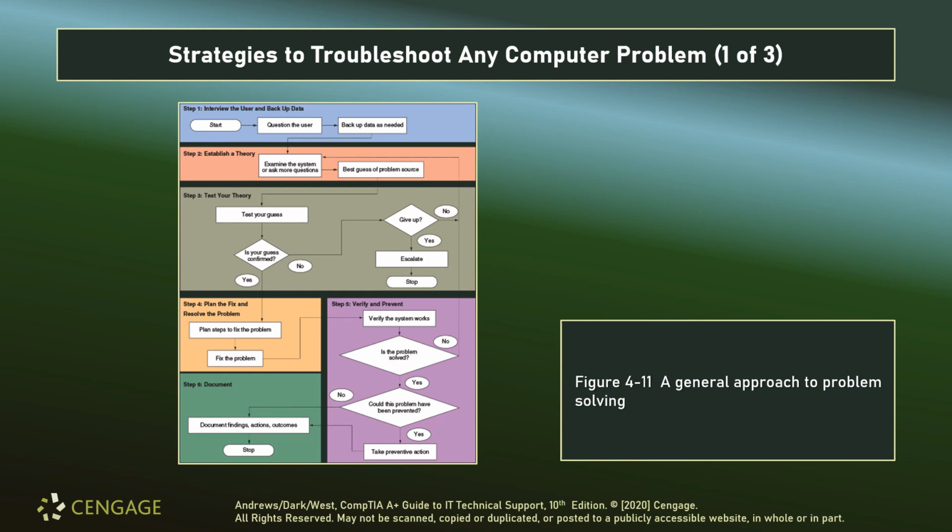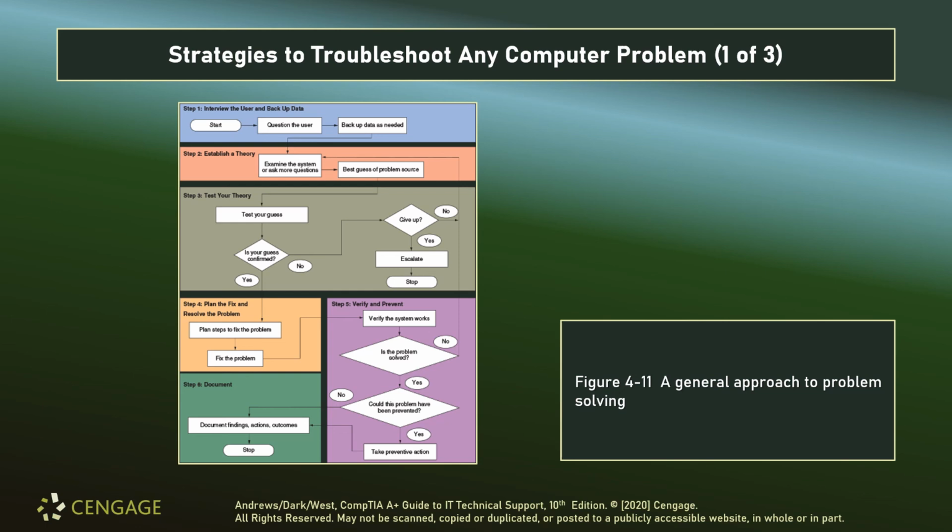So if we get down to step 4, we made a guess, it turns out to be right, great. Let's go ahead and plan our steps to fix the problem, fix it. So that's going to be plan and resolve. And then step 5 is to verify and prevent. Verification of the fix. Is everything good? Yes, then we move down. If not, we have to move all the way back to step 2 and start over again.